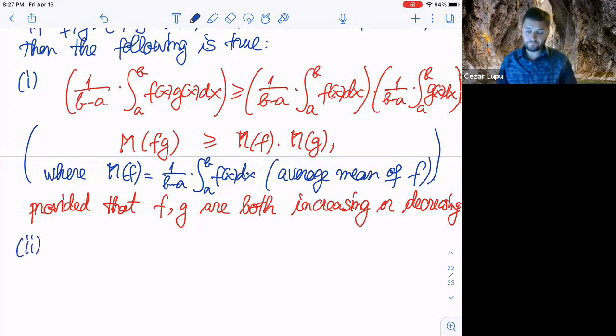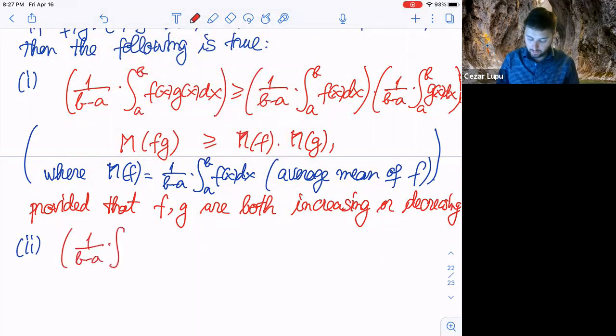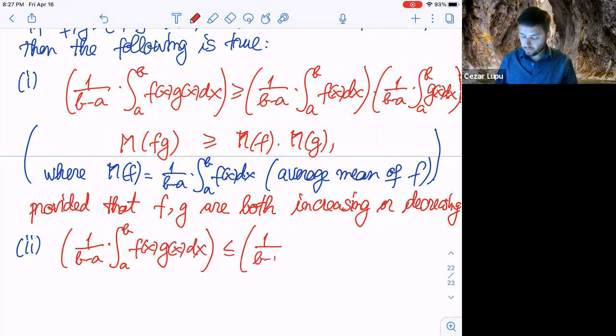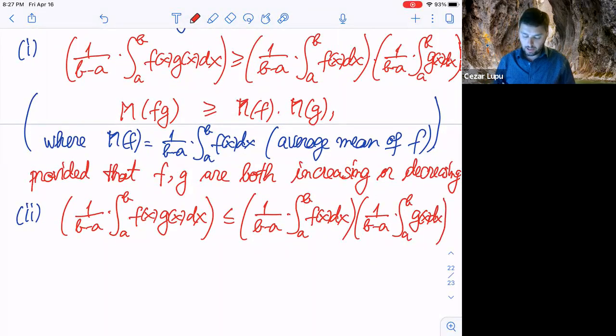And for the second one, as you might guess, the inequality sign will be reversed. So we will have that 1 over b minus a times the integral from a to b of f of x times g of x dx is less or equal than the average mean of f, which is 1 over b minus a times the integral of f, times the average mean of g, which is here. Or you can say that we can rewrite this as m of fg is less or equal than m of f times m of g.